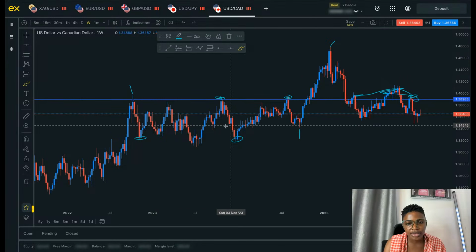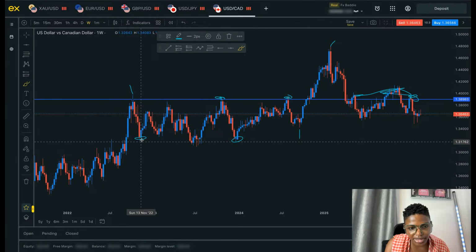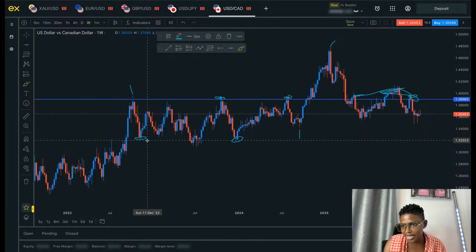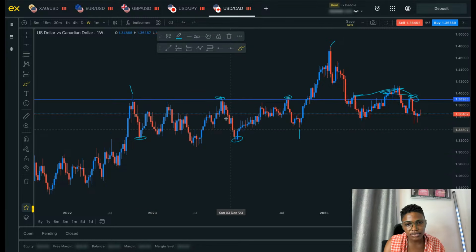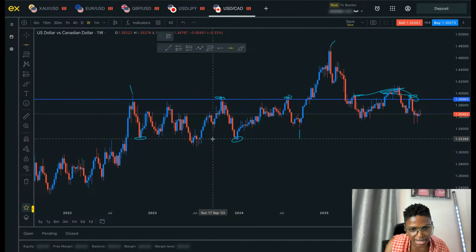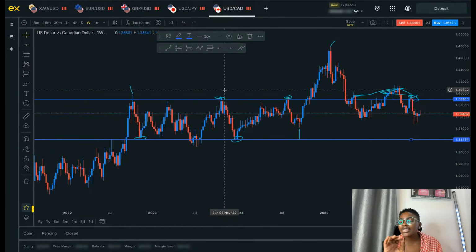Yeah. Now I've seen this level respected here and here. So I'll mark my key level. I'll just take my horizontal line, then I mark it. Note that if you don't see a key level, don't mark. So don't force key levels. If you don't see, don't mark.